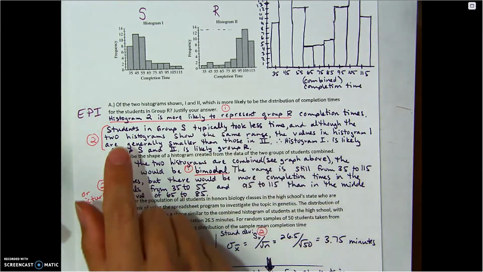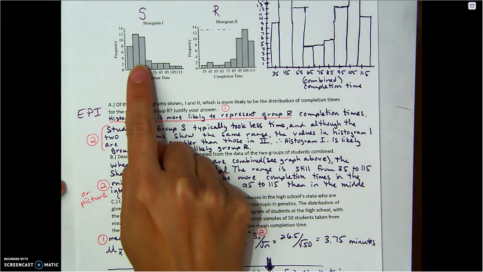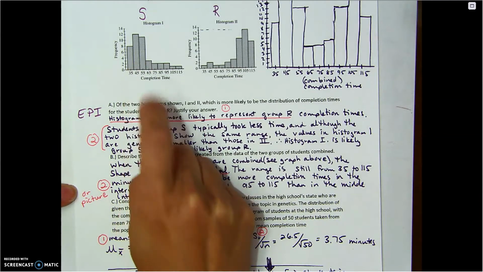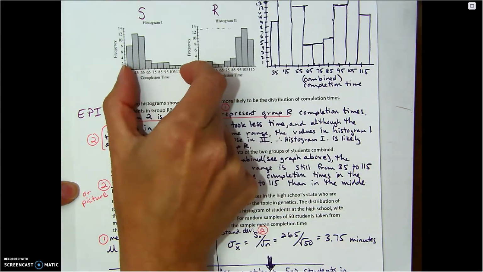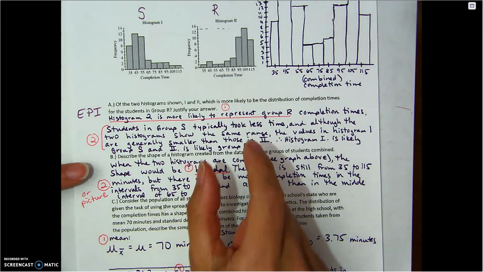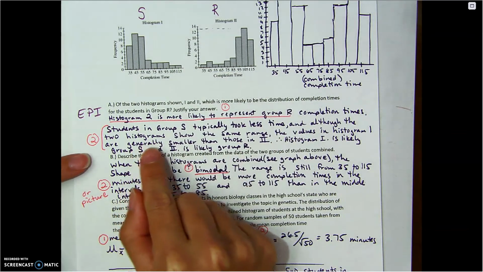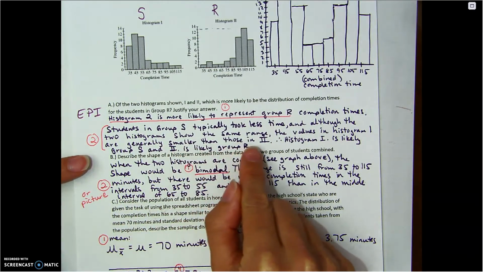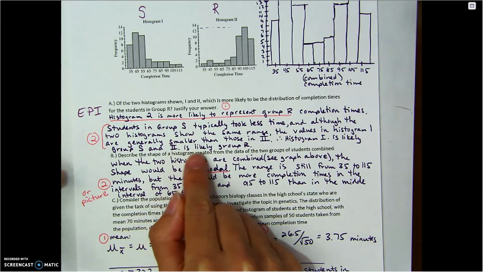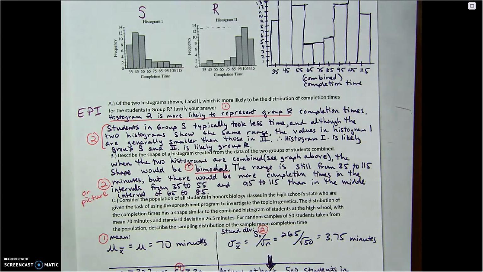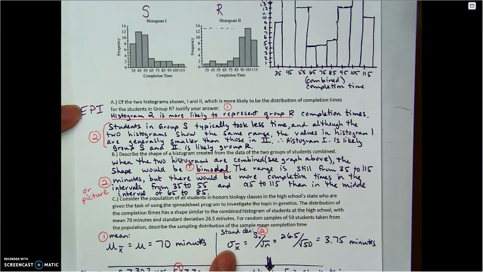All right, so here's what I wrote. Students in group S typically took less time, and although the two histograms show the same range, right, when you look at that x-axis, they have the same range. The values in histogram 1 are generally smaller than those in 2, so therefore, histogram 1 is likely group S, and 2 is likely group R. All right, so give yourself an EPI on that one. Hopefully you got your E.